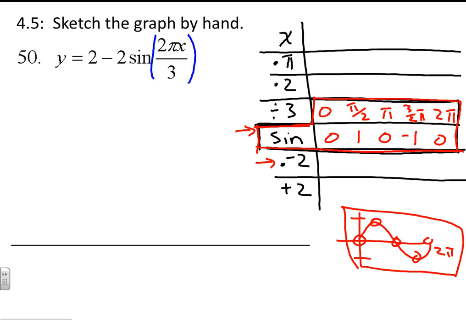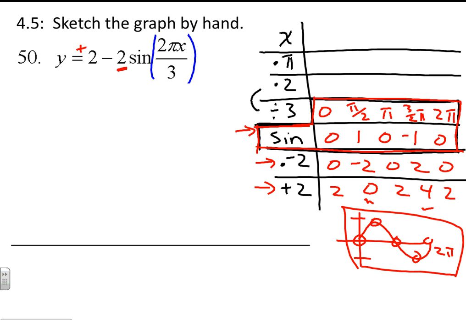My next step is to multiply by negative 2: 0, negative 2, 0, 2, 0. And then I add 2: 2, 0, 2, 4, 2. And this kind of makes sense to me. My graph, I see it fits between 0 and 4. Why is that? Because it's twice as tall. Normally, negative 1 to 1, now negative 2 to 2. But up 2, negative 2 to 2, up 2 would be 0 to 4. Well, that's pretty slick.